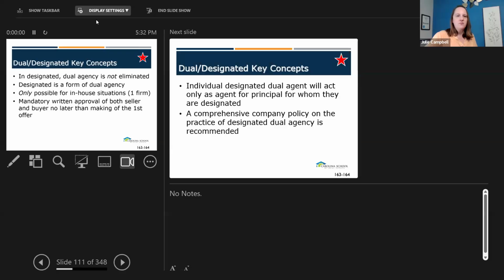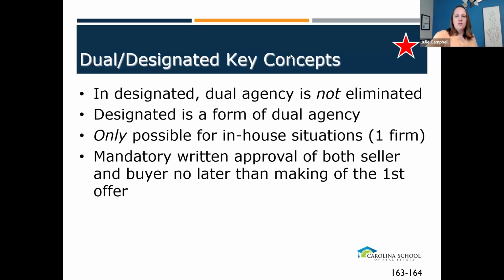So dual agency, the most basic breakdown I can offer you is one firm, one transaction, two clients. Both seller and buyer have hired the same firm to help them sell and buy the same property. That's what we mean by one transaction. The seller is selling this property, the buyer wants to buy that property, and the firm represents both buyer and seller in the transaction.